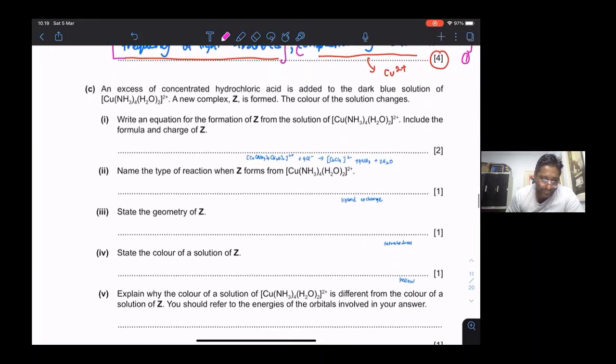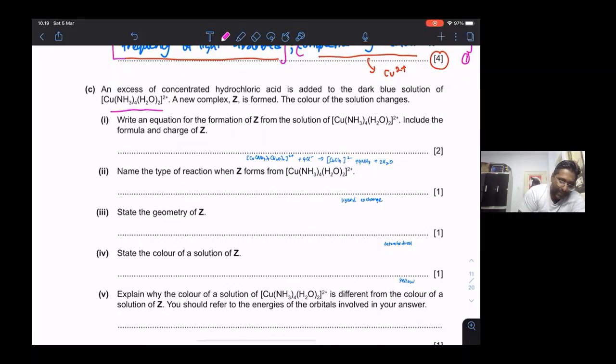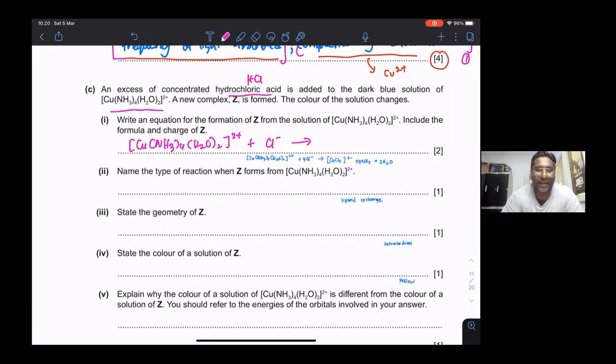Next question: an excess of concentrated hydrochloric acid is added to the dark blue solution of this complex. A new complex Z is formed, the color of the solution changes. So you want to write down the equation. I'll rewrite this: Cu(NH3)4(H2O)2 2+. When you add concentrated hydrochloric acid, no need to write HCl. I think Cl minus is enough already, because the H plus is going to be a spectator ion.